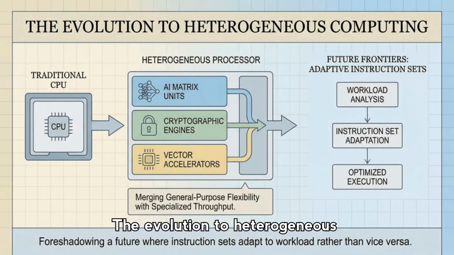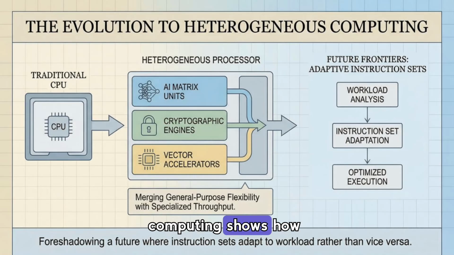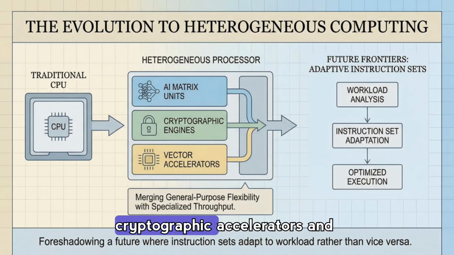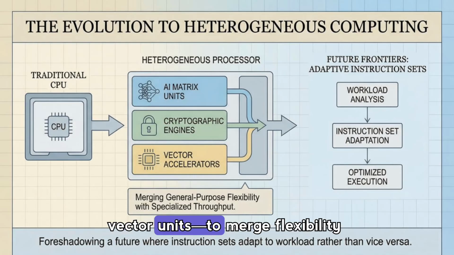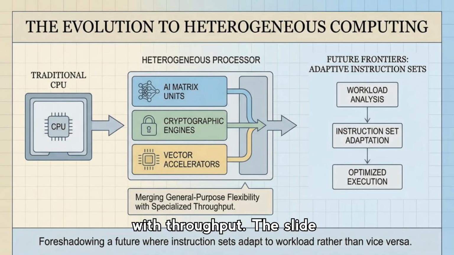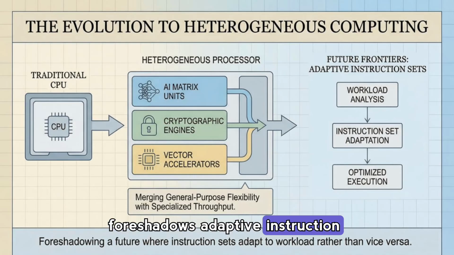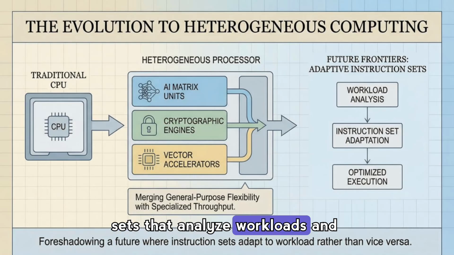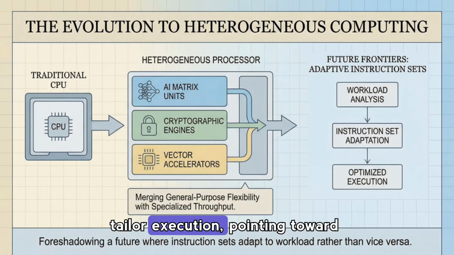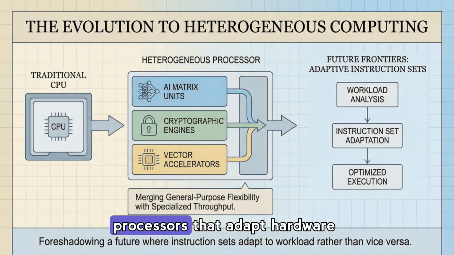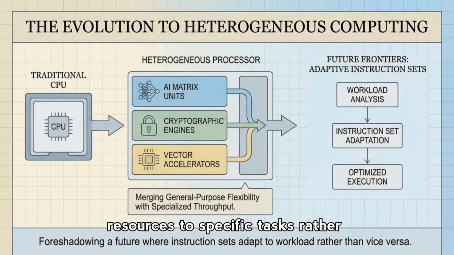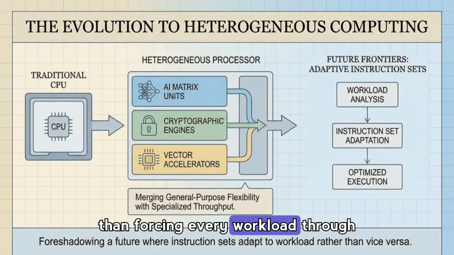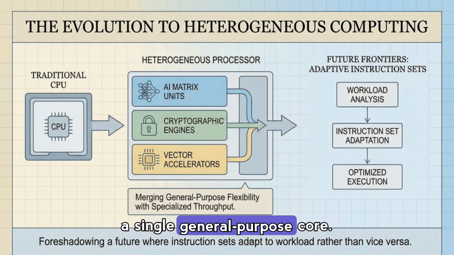The evolution to heterogeneous computing shows how general-purpose CPUs are being augmented with specialized units, AI matrix engines, cryptographic accelerators, and vector units to merge flexibility with throughput. The slide foreshadows adaptive instruction sets that analyze workloads and tailor execution, pointing toward processors that adapt hardware resources to specific tasks rather than forcing every workload through a single general-purpose core.